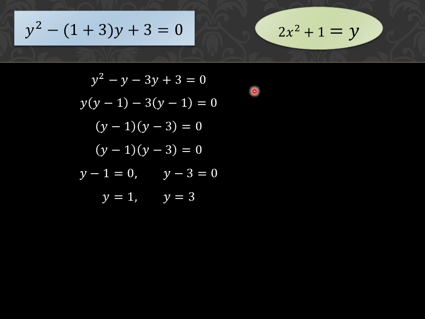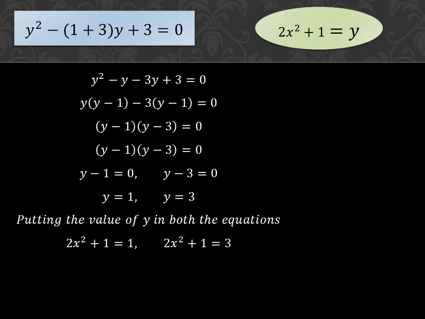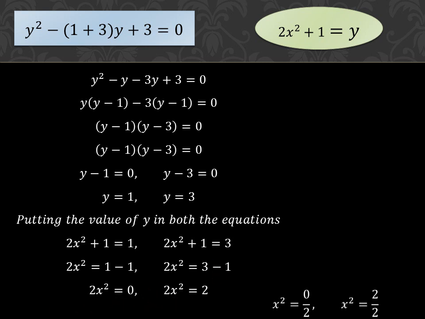Previously, we supposed that 2x squared plus 1 equals y. Now we will replace this y with 2x squared plus 1. So putting the value of y in both the equations, we get 2x squared plus 1 equals 1 and 2x squared plus 1 equals 3. Now we will simply add and subtract the like terms. Plus 1 will go to the other side of the equation. It would become minus 1. Same goes here, plus 1 to minus 1. After adding and subtracting, we have 2x squared equals 0 and 2x squared equals 2.